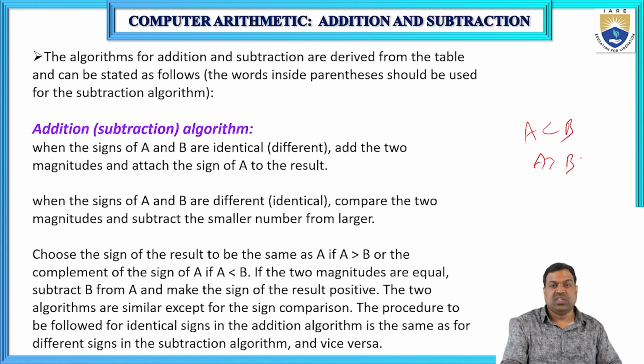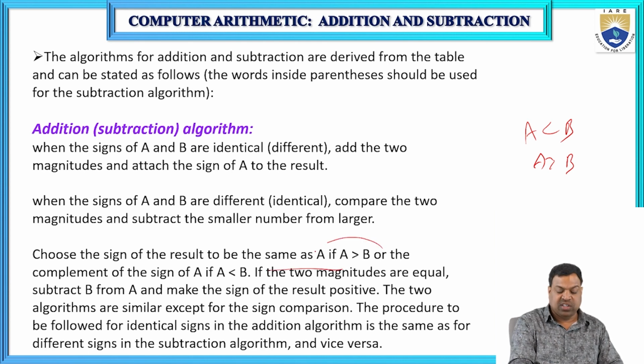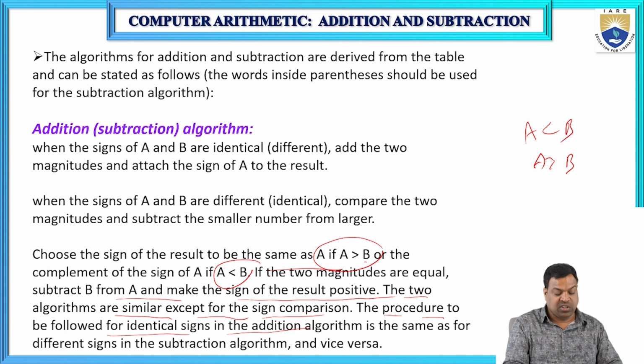Previously we discussed subtractor and subtrahend. So if A is less than B, or the complement of A greater than B, are equal, subtract B from A and make the sign of the result positive. The two algorithms are similar except for the sign comparison. The procedure to follow for identical signs in the addition algorithm is the same as for different signs in the subtraction algorithm and vice versa.